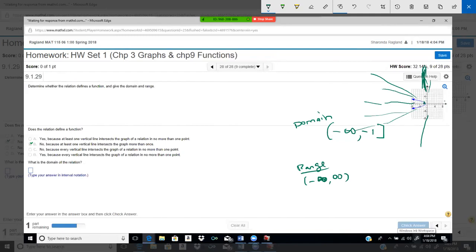All right, so negative infinity to -1 is the domain. Notice that it's closed at -1 because it's included. We don't know what negative infinity is, so we can't bound it, can't include it. Do you see that? Good.